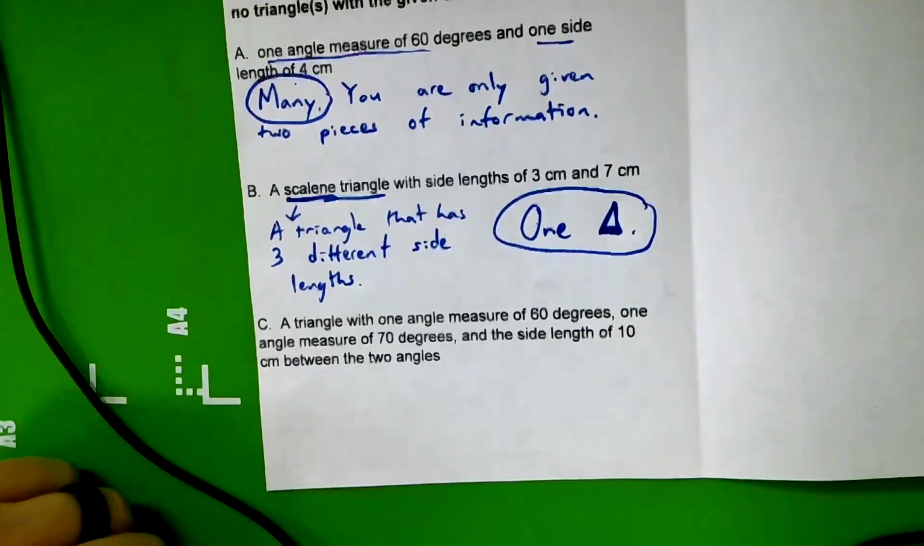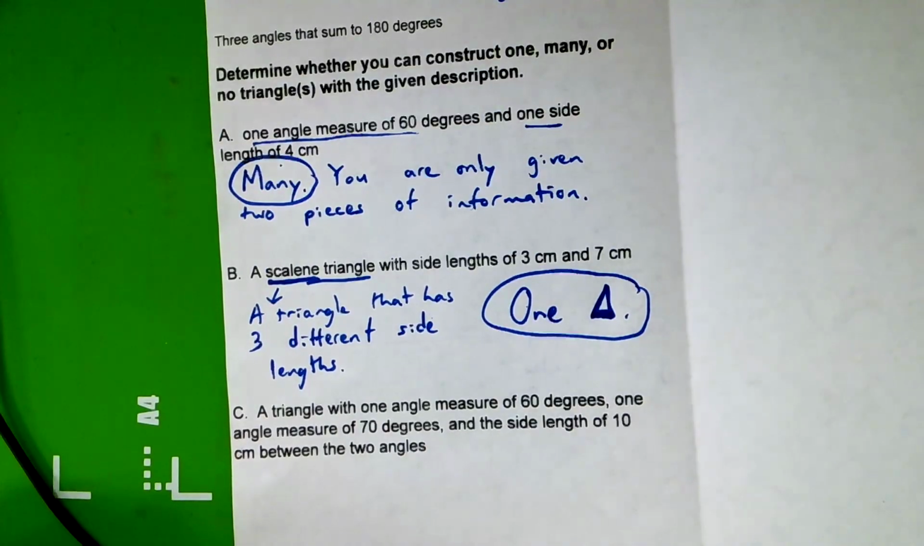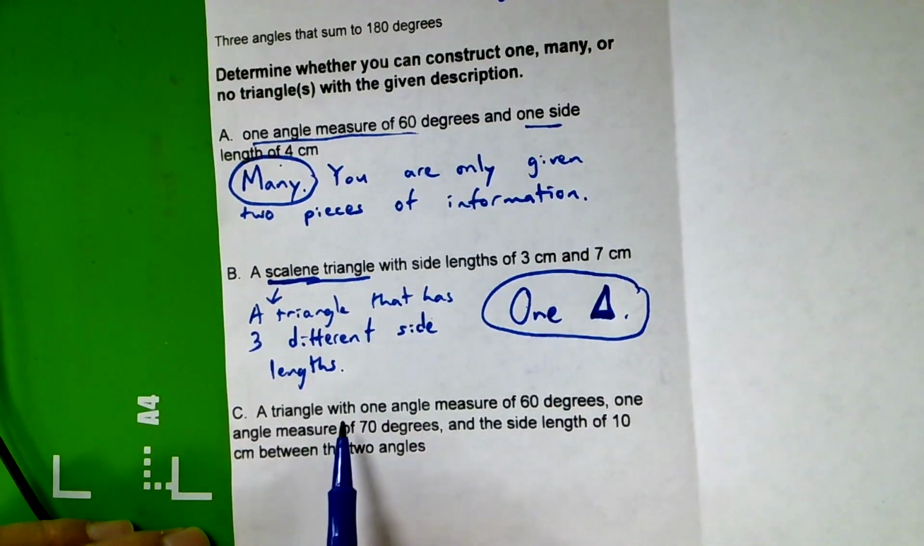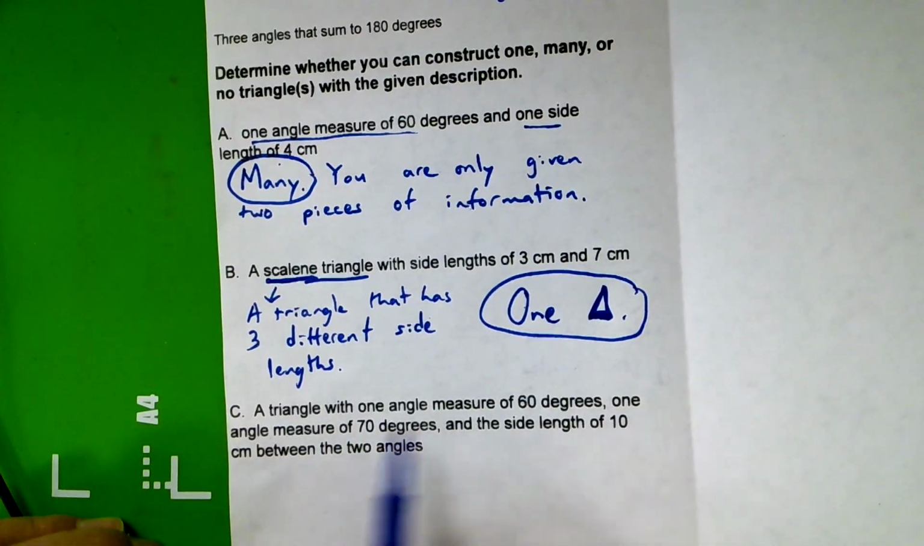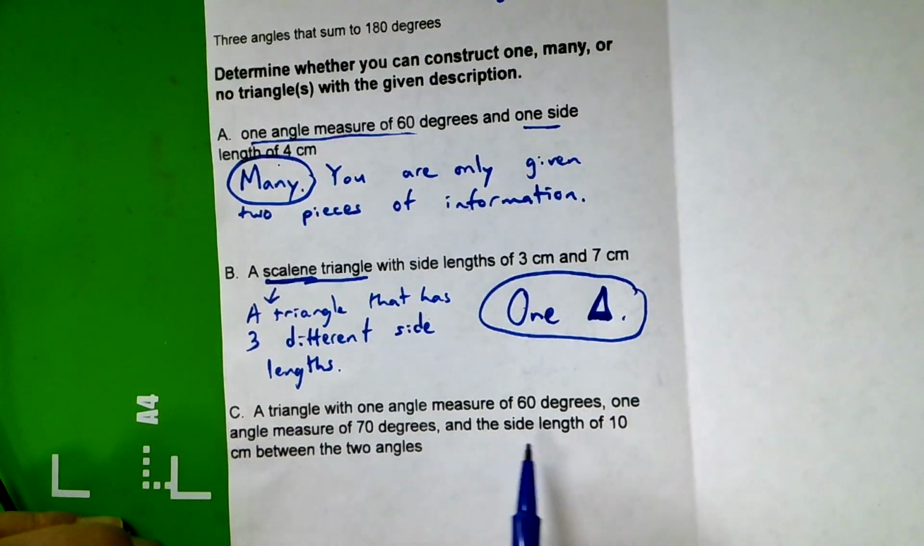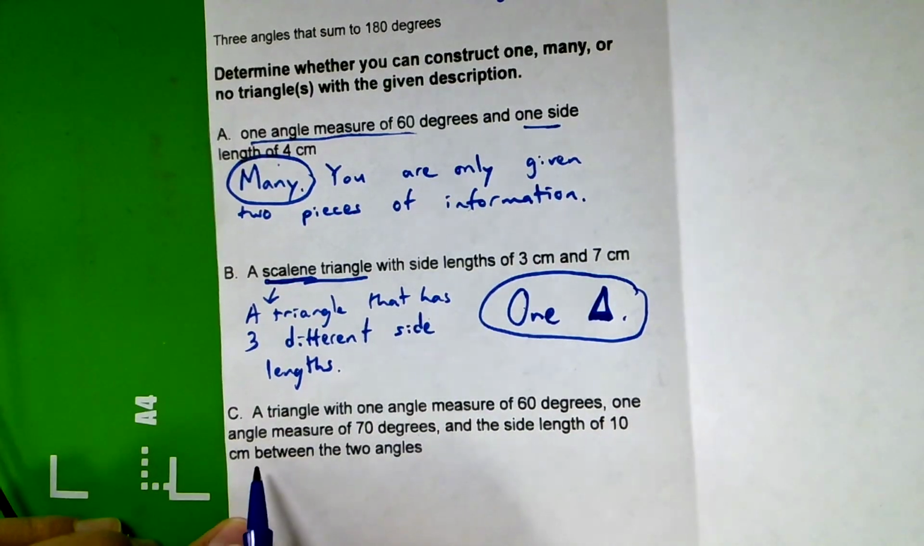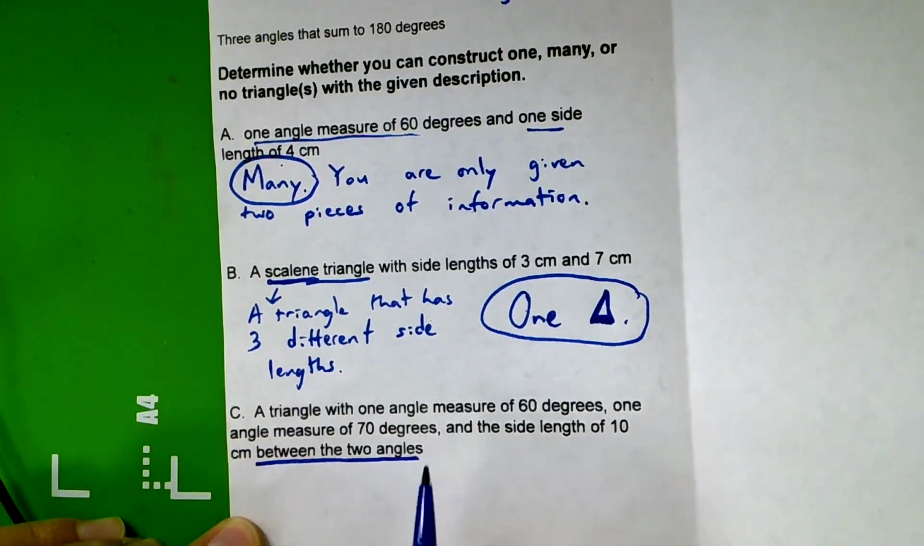And then, let's go to letter C. This is a triangle with 1 angle measure of 60 degrees, 1 angle measure of 70 degrees, and the side length of 10 centimeters between the 2 angles. Now I'm going to talk about this. Between the 2 angles, remember, I'm going to refer to this as an included angle.